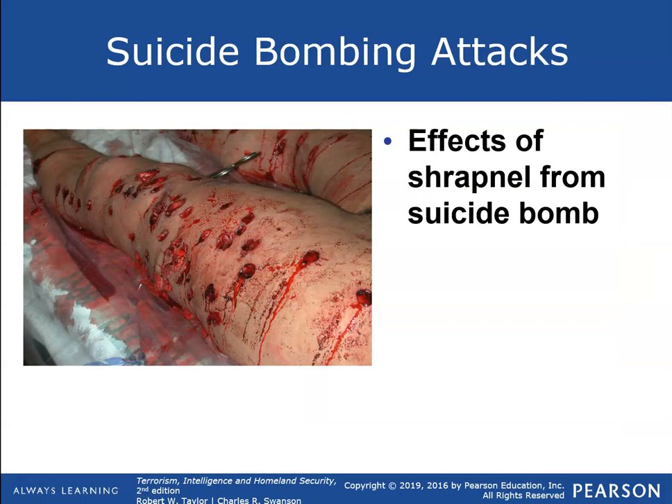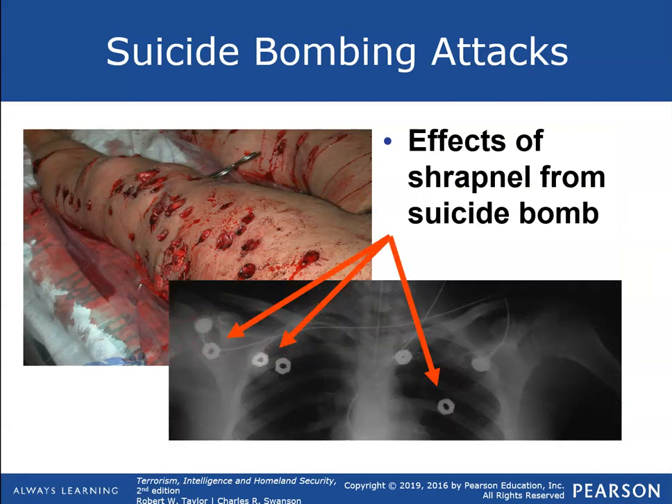So if you want to know what the effects of this shrapnel are, look at this individual right here who was standing fairly close to someone that detonated a suicide vest. And inside of their body, you can even tell just by the circular holes, this was the shrapnel that was used. These are all the nuts. And you can see how many times this individual was struck throughout their entire body.